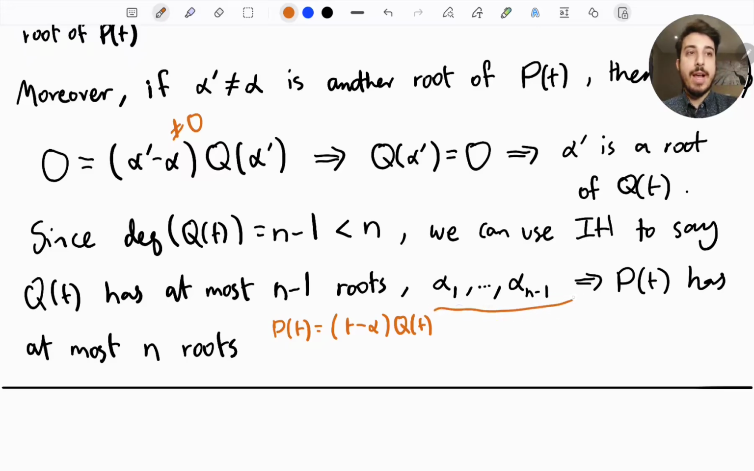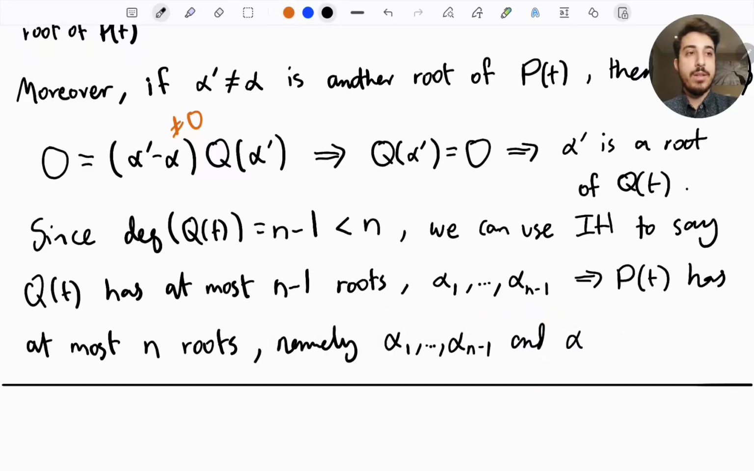So that means alpha 1 all the way to alpha n minus 1 are roots of P(t), and alpha, which is the root of t minus alpha. So basically, this has n minus 1 roots, this has 1 root. Add the number of roots together, we have at most n roots for P(t), completing the proof of this proposition.